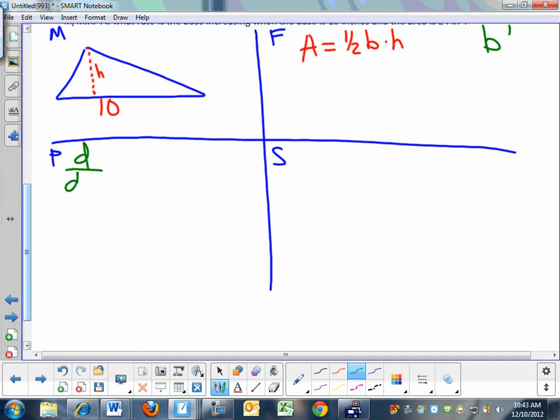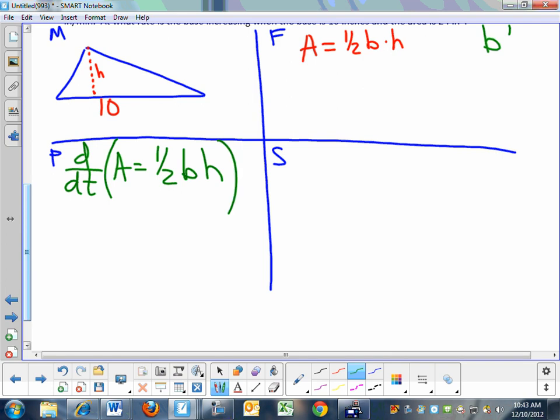Let's take the derivative with respect to time. We're going to use it. No, because it's changing, so we can't plug it in right away. We have to plug it in after the fact. So we're going to take the derivative with respect to time of, I'm sorry, area equals 1/2 base times height.